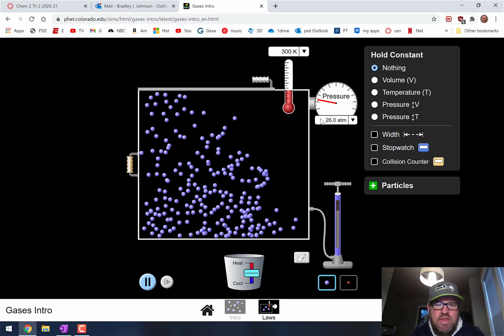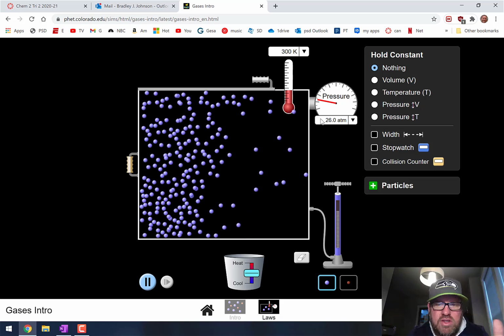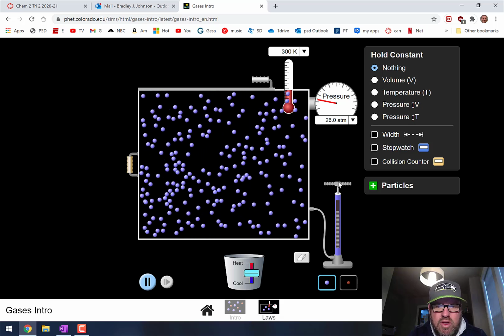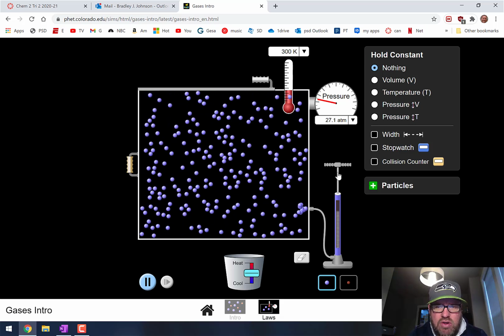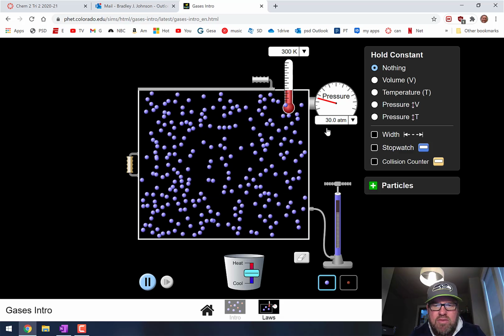You can see that as those gas particles are hitting the walls of the container, notice that that is increasing the pressure. So if I add even some more gas to it, see that pressure right here? See what that does? See how that went up even more?